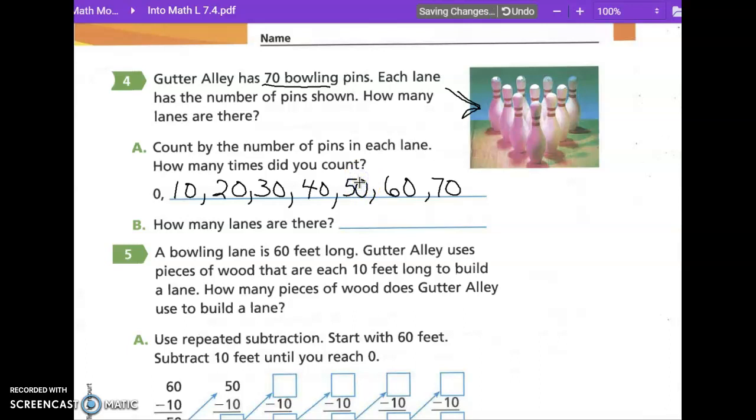How many lanes are there? Let's count our groups of 10. 1, 2, 3, 4, 5, 6, 7 lanes.